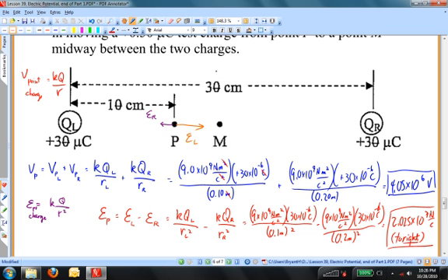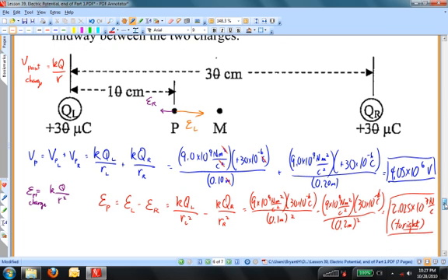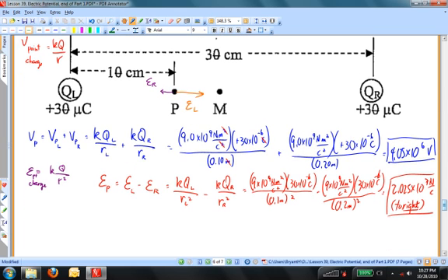You could also say 2 times 10 to the 7th volts per meter. Either way, it's the same. Now, we've got to answer part C. We're asked to find the amount of work to move a charge from P to M.